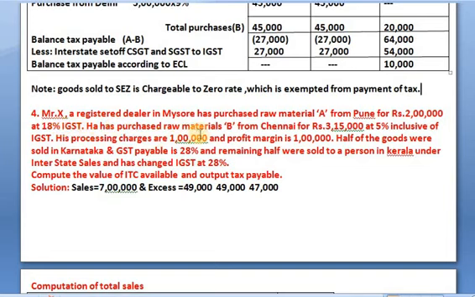And he has purchased raw material B from Chennai, Mysore and Chennai. So two different states. Again it is IGST. And for rupees 3,15,000 at 5% inclusive of IGST. So remember, 5% inclusive means we have to apply the formula and exclude the GST there. And his processing charges are 1 lakh and profit margin is 1 lakh. Half of the goods were sold in Karnataka and GST payable is 28%.